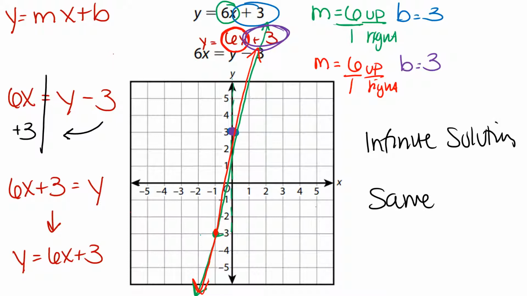What you should have noticed is that we had the same equation. y equals 6x plus 3 for the first equation, y equals 6x plus 3 for the second equation. The same equation represents an infinite solution.